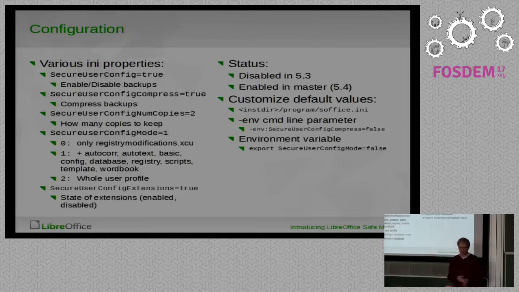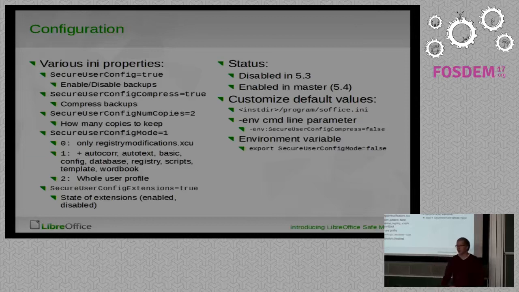Then secure user config compress is whether it will be compressed or not. Number of copies, the next item, is how many copies are kept. The default is 2. And then there is an item secure user config mode. There are 3 numbers you can give: 0, 1 and 2. 0 means it backs up only the registry modifications, like the changes you made to the settings.